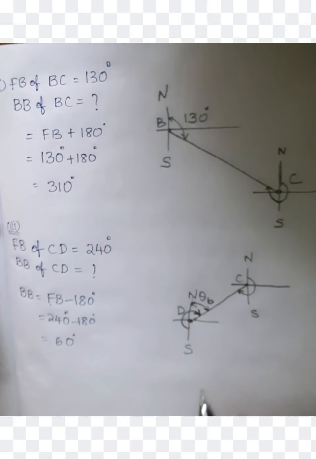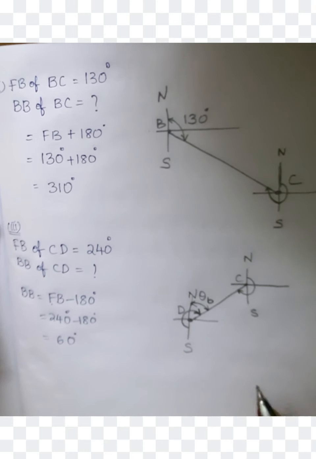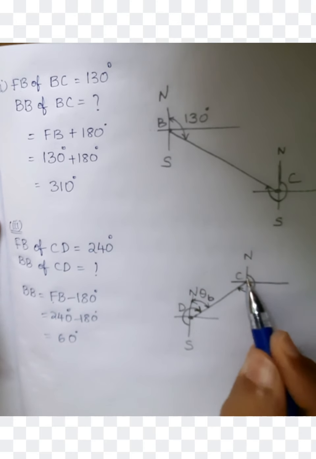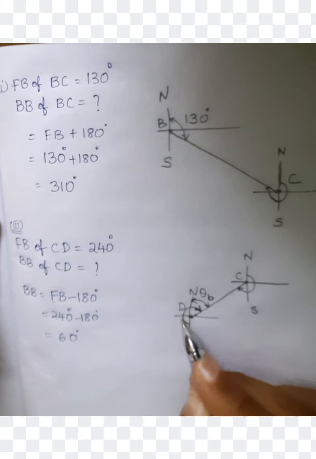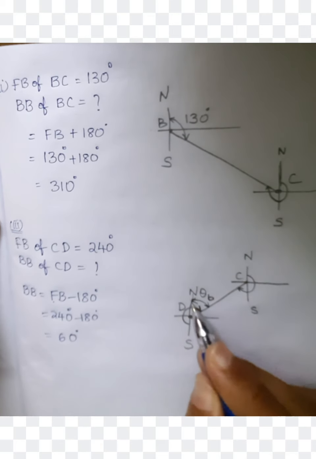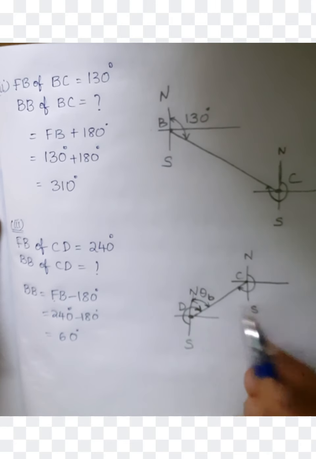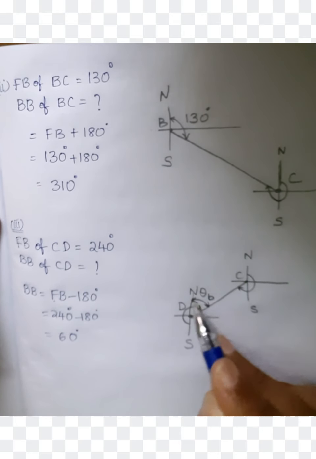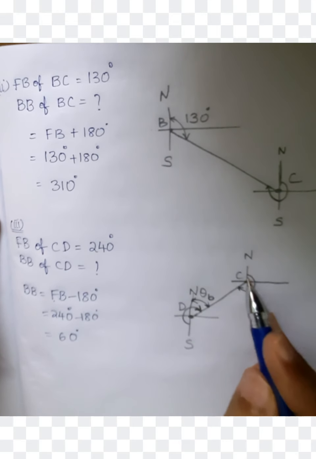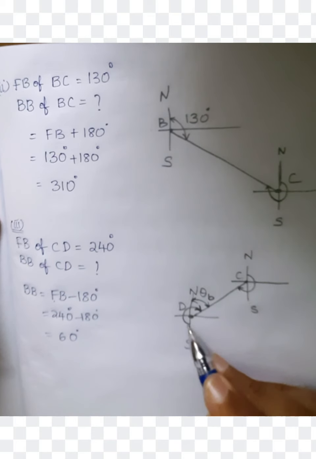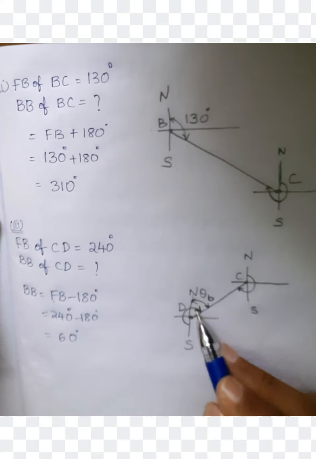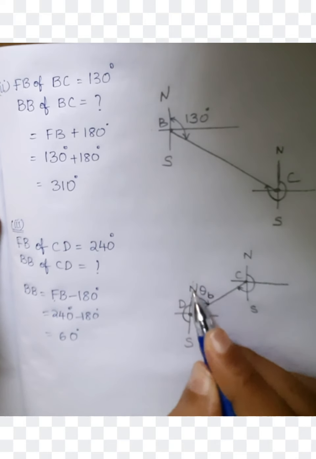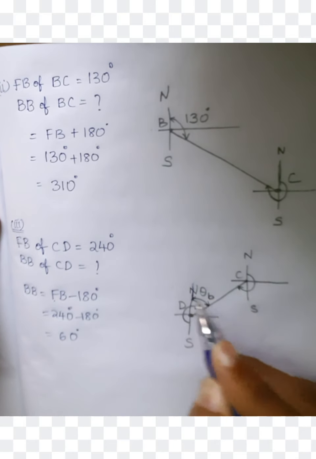If there is confusion, I am repeating again. This angle from north will be equal to the angle from south, but the back bearing angle you take will be from north only. That means this theta B only will be the back bearing. This angle from north will be equal to this angle in south, but the back bearing angle we take is from north. So this is your theta B.